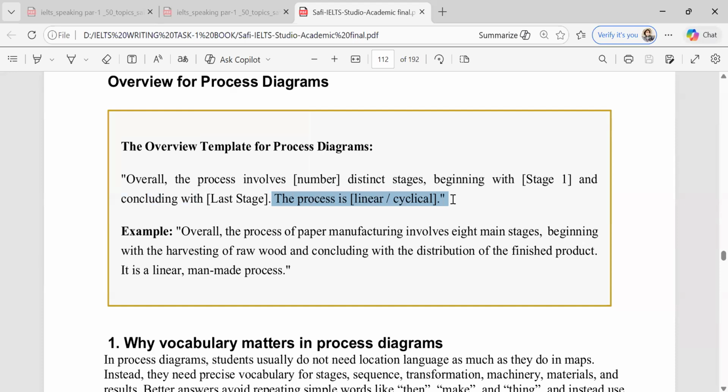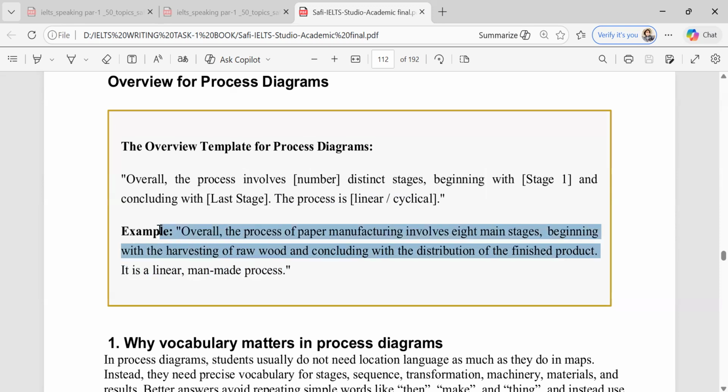If you don't want to mention, no problem at all. Simply you can write down the process is cyclical, the process is linear, whatever it is. Or if you don't want to mention, no worries at all. Simply you can use this formula, the first formula. For example, overall, the process of paper manufacturing involves how many stages? 8 main stages, beginning with harvesting of raw wood and concluding with distribution of the finished product.